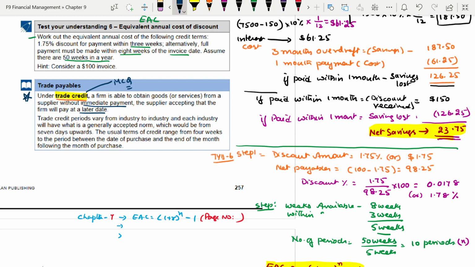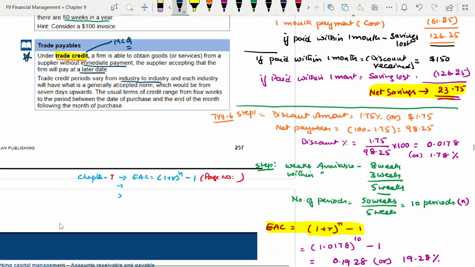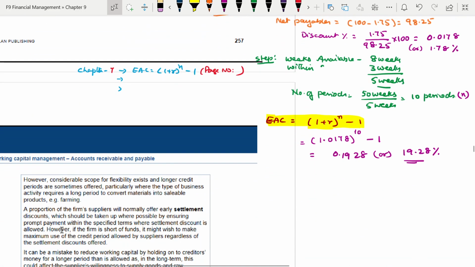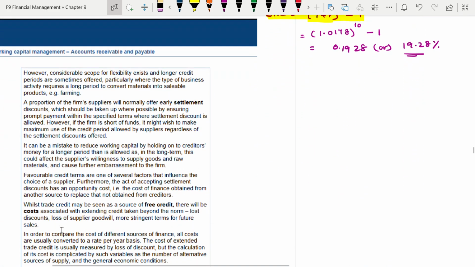Is that definitely trade credit? What is trade credit? Again, I am repeating. You are obtaining goods from the supplier without payment. The supplier accepts that the firm will pay at a later date. That is trade credit. It goes from industry to industry, company to company. Some durations will be different. That is not our concern. They are talking about the way, they are talking about the things. They are talking about another thing.